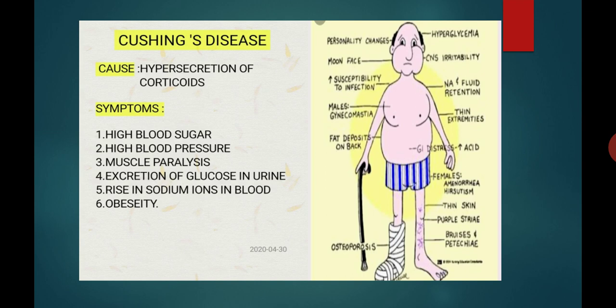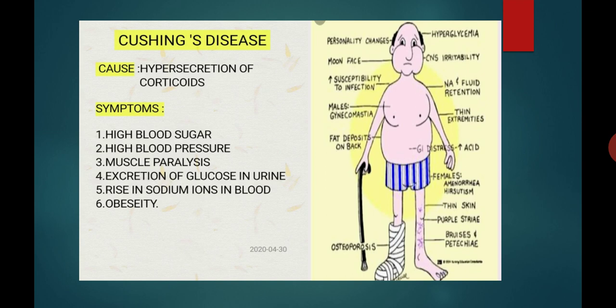There is muscle paralysis in the patient. Fourth, there is an increase in sodium ion concentration in the blood. Student, in Addison disease there is a decrease in sodium ion concentration, but in Cushing disease there is an increase in sodium ion concentration in blood. So this condition is called blood alkalosis.